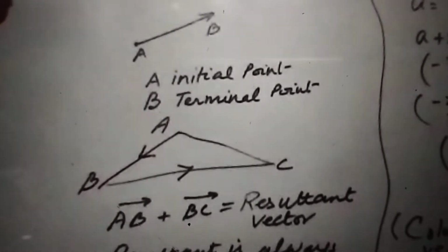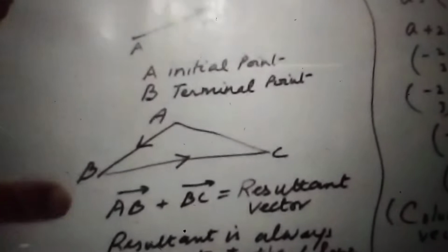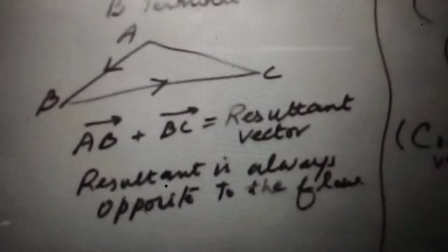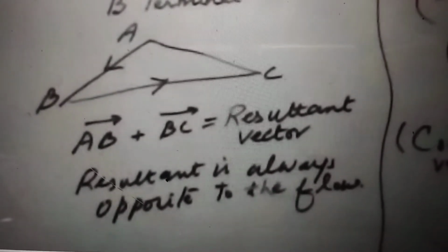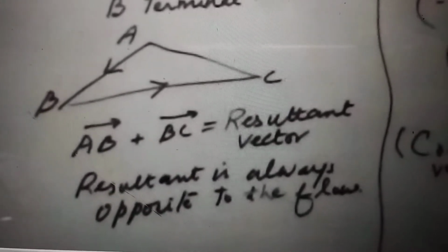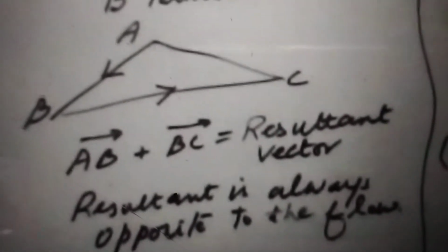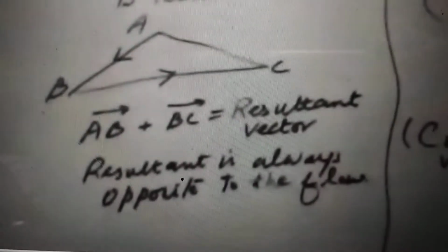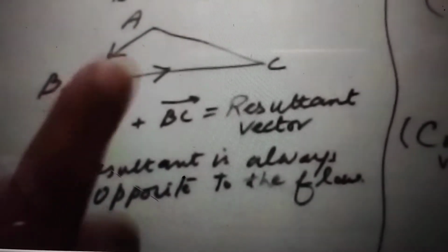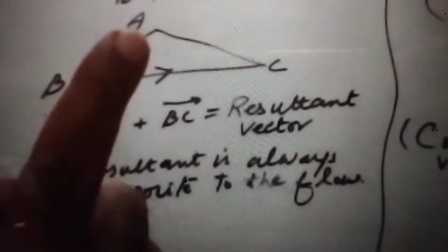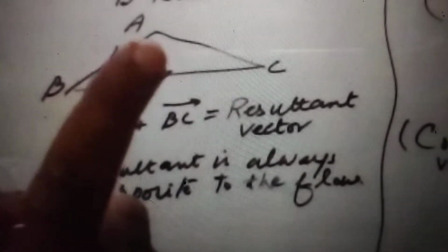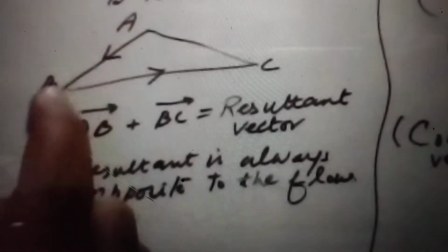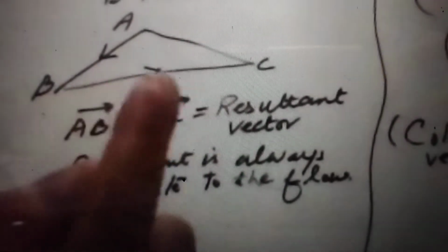Then another thing which is important for vectors is the head to tail rule. Now the head to tail rule is applied whenever we have to add two vectors and we want to see what is the result of that addition. The result of the addition of vectors is known as the resultant. So in the diagram, vector AB is given, where the starting point is A and the terminal point is B. Vector AB is added to another vector which is BC.